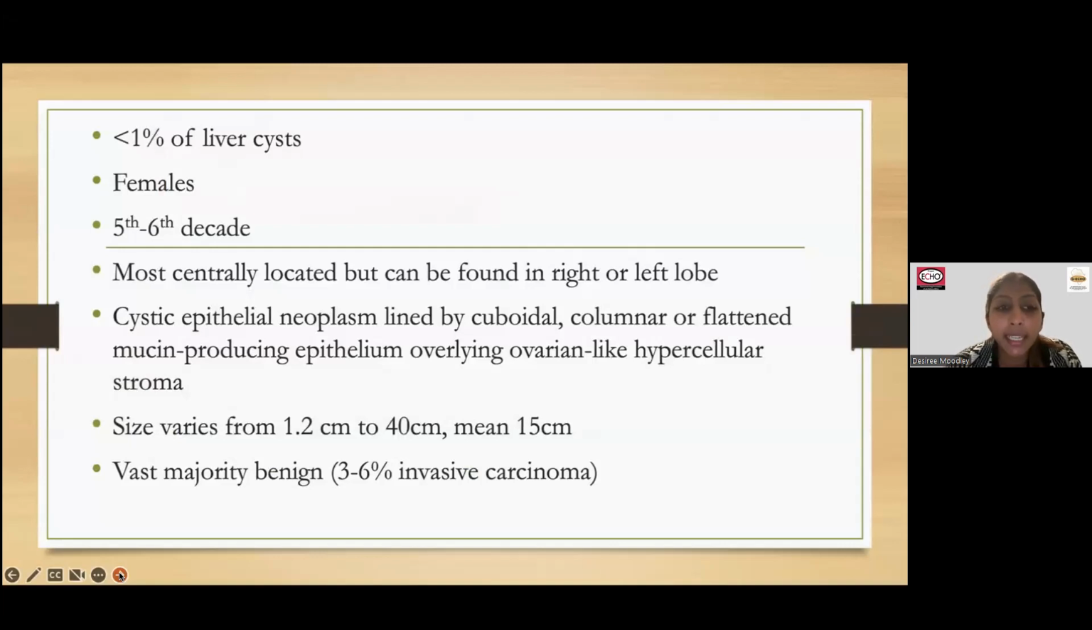And it's basically a cystic epithelial neoplasm that can be lined by cuboidal, columnar, or flattened mucin-producing epithelium overlying ovarian-like hypercellular stroma. Their size can vary. They can go from 1.2 centimeters to a whopping 40 centimeters with a mean size of 15. The vast majority of them are benign, but about 3 to 6% can progress to invasive carcinoma.